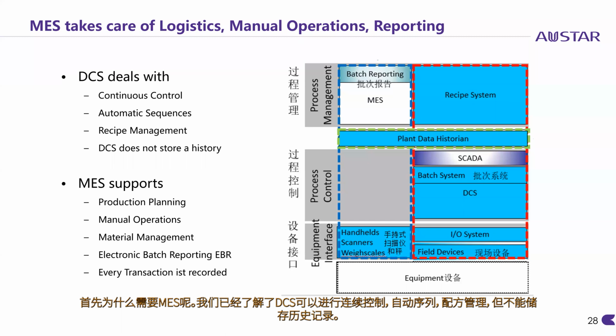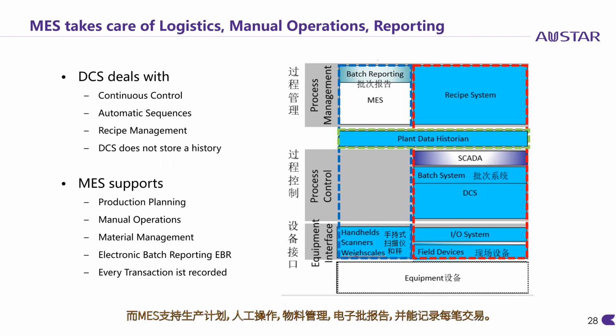Now, why do we need an MES in the first place? We have heard what the DCS can do. It deals with continuous control, automatic sequences, with recipe management. But it also does not store a history in the meantime. In the opposite, MES supports production planning, manual operations, material management, electronic batch reporting, and every transaction is recorded. So we have these two areas, which have a different type of operation.